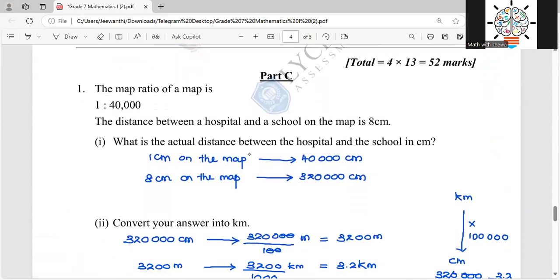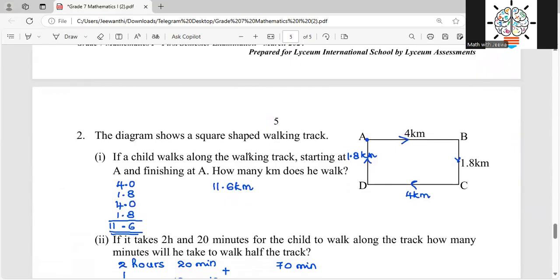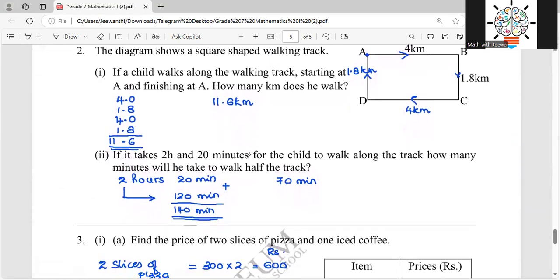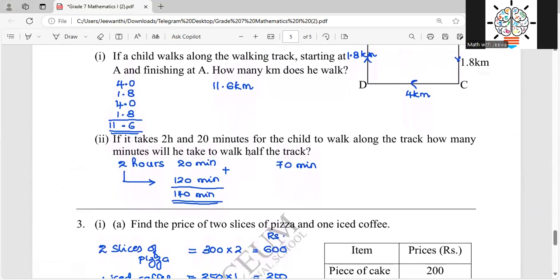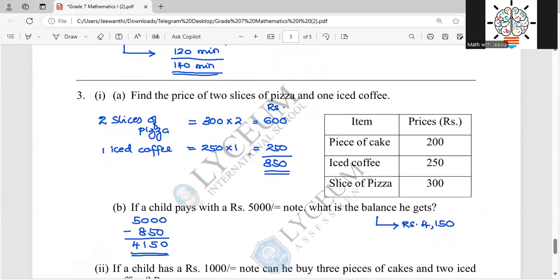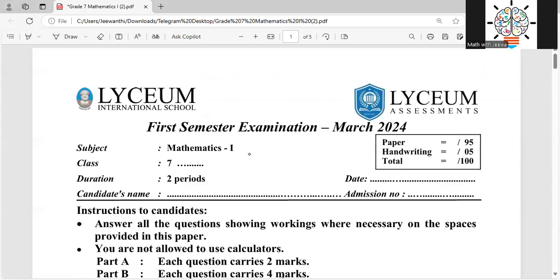Let's see what we discuss now. So that is the end of the 2024 March first semester examination paper 1.